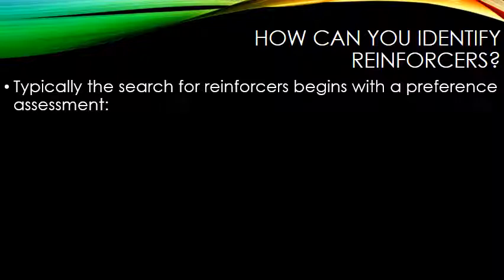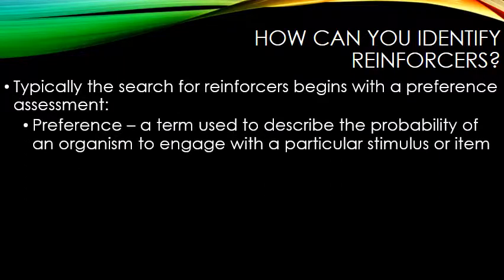The search for reinforcers then generally begins with what is known as a preference assessment. So here we want to figure out what types of things the person likes the most. And again, remember, these are preferred items. And we'll talk about the difference between establishing if it's a reinforcer or not at the end of this lecture. Preference is a term used to describe the probability of somebody engaging with a particular stimulus or item.